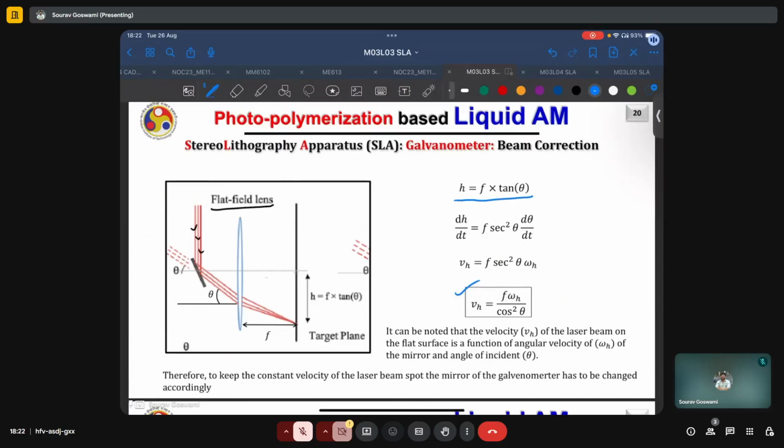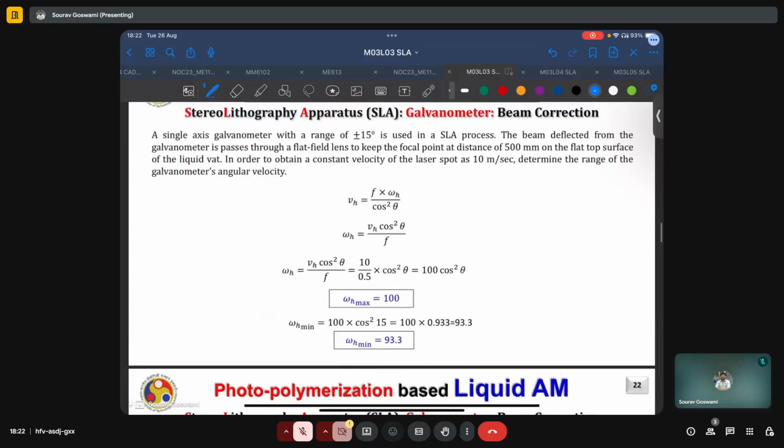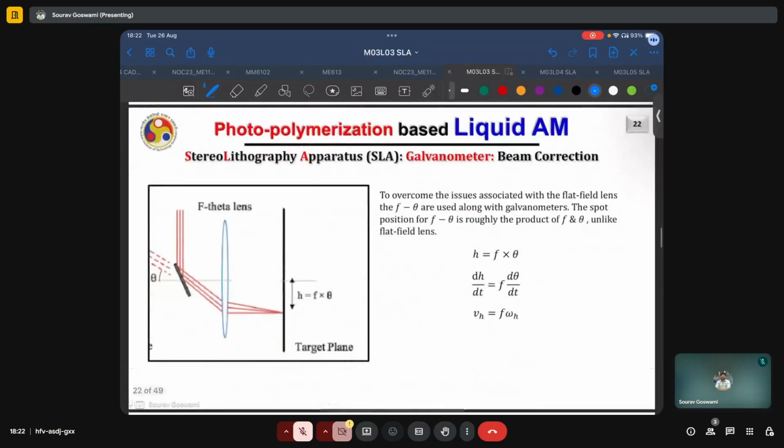Here we see that to control the scanning velocity, we need to control two parameters. One of them being the angle of incidence of the laser beams, and the second one being the angular velocity of the galvanometer mirrors. A numerical has also been worked out, and we'll be doing some of our own during the practice time.